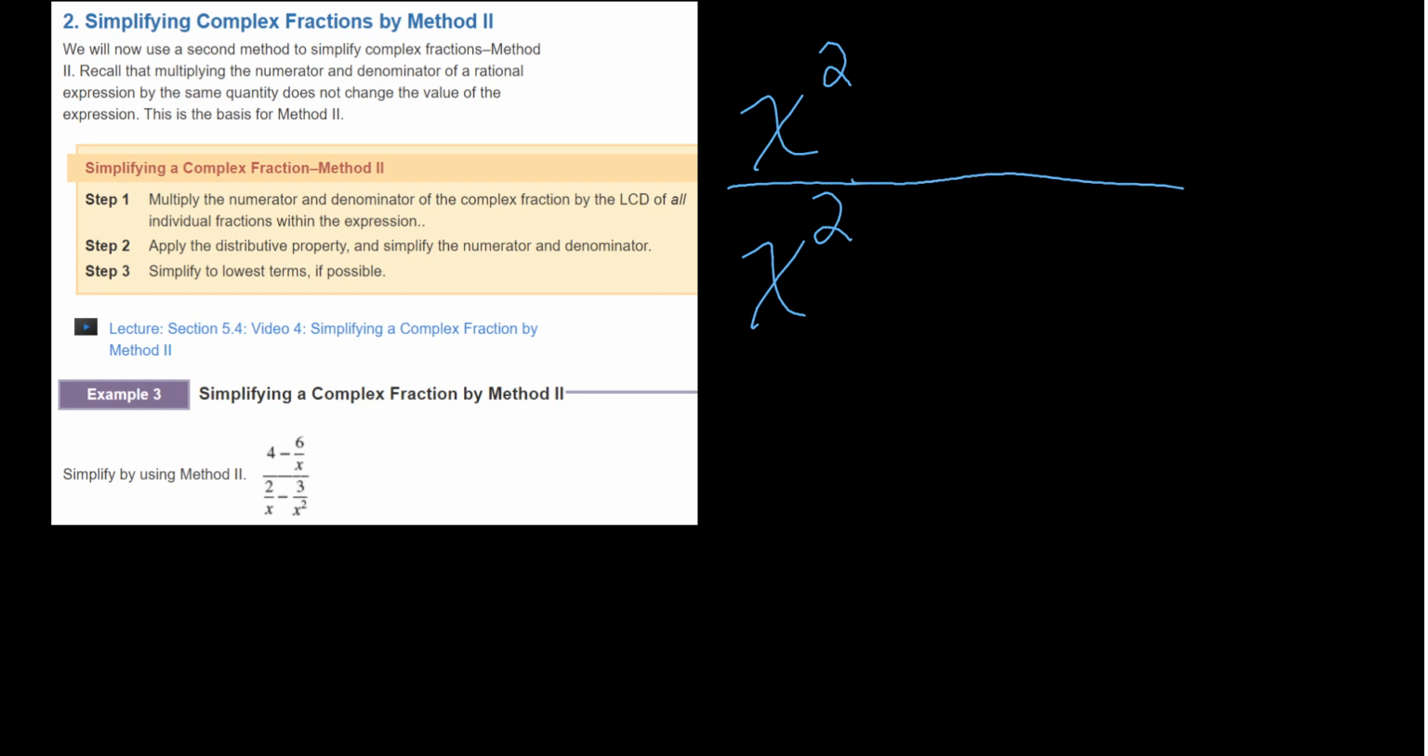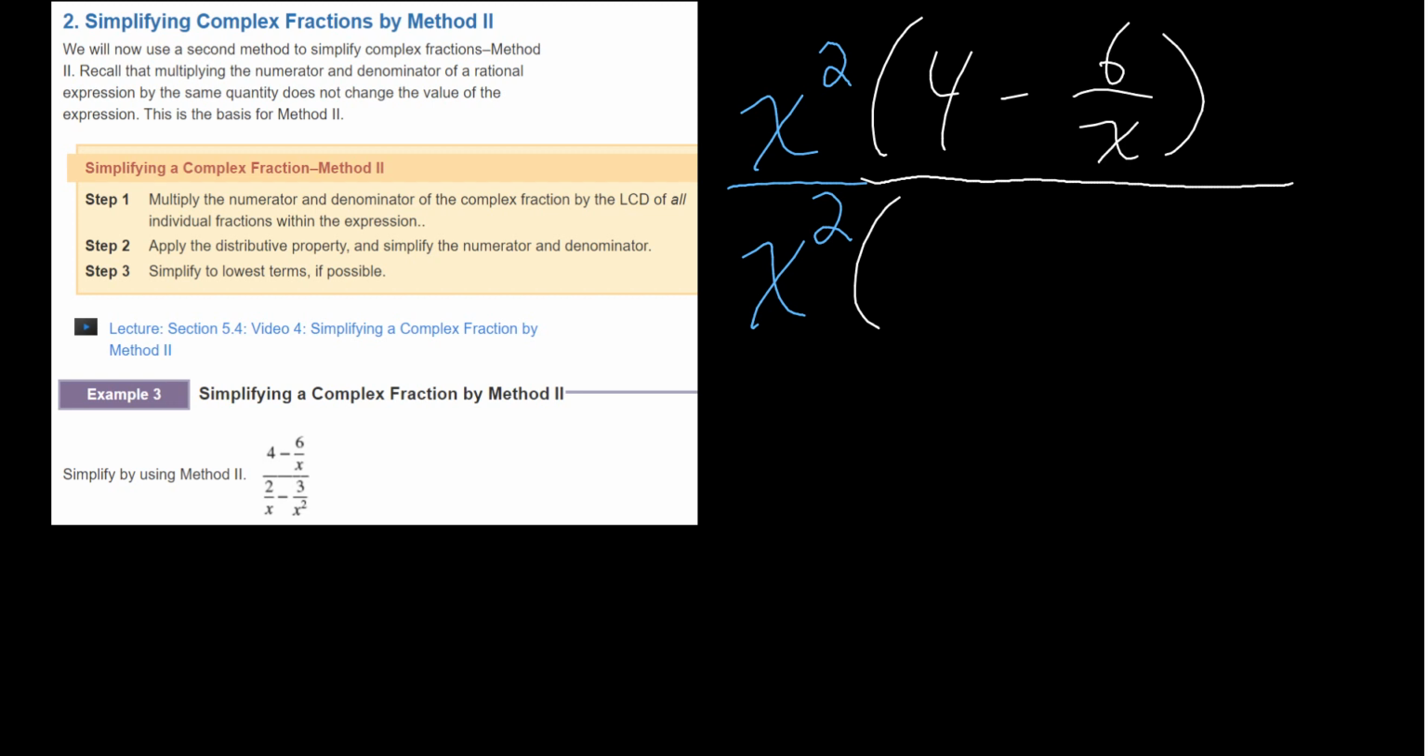So let's keep it blue for right now, kind of stay consistent with what I have been doing. So I've got 4 minus 6 over x and 2 over x minus 3 over x squared.